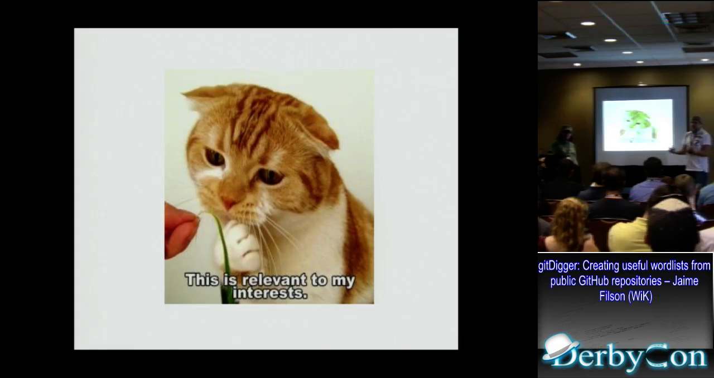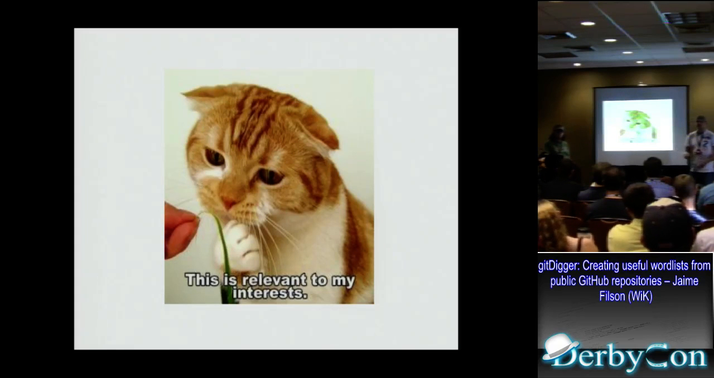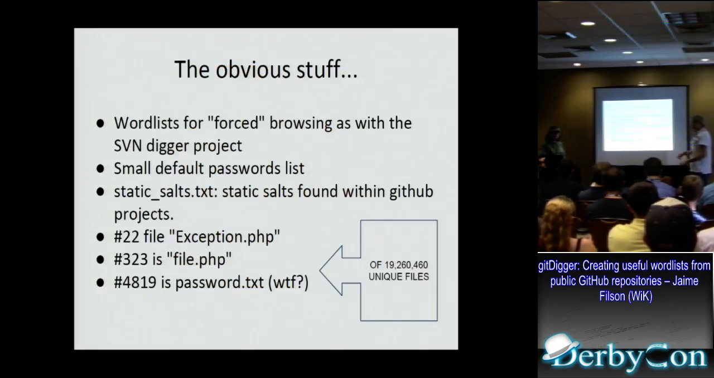So why is this relevant? We've already talked about the word list, but how else can I use them? The obvious stuff we've already touched on is using it for forced browsing, a simple default password list, and the static salts. Anyone see what happens when you have a Ruby on Rails salt listed in your GitHub repository that everyone uses?